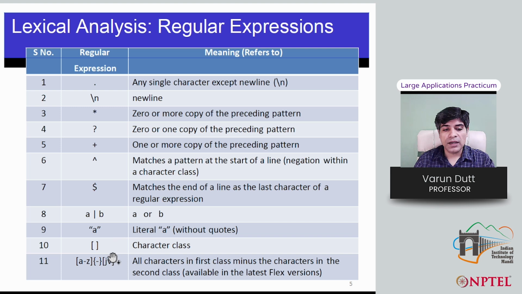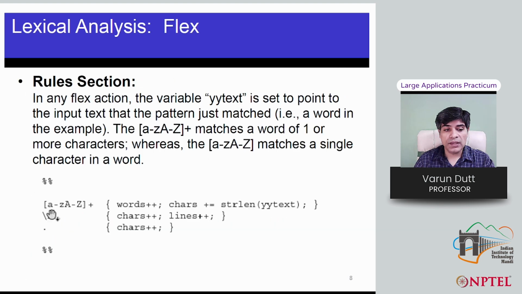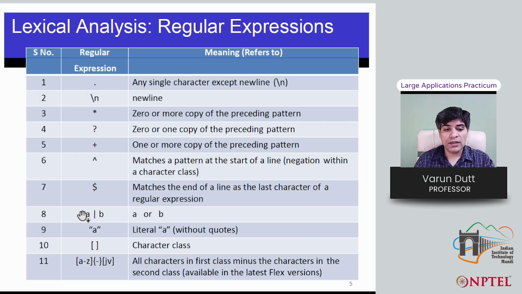And this is the character class which we have used, for example like this, to define a set of characters. And then we can also write like this: all characters in the first class minus the characters in the second class. So this is like A minus B. It means all things in A which are not in the set B. And this is also available in the latest versions of flex.